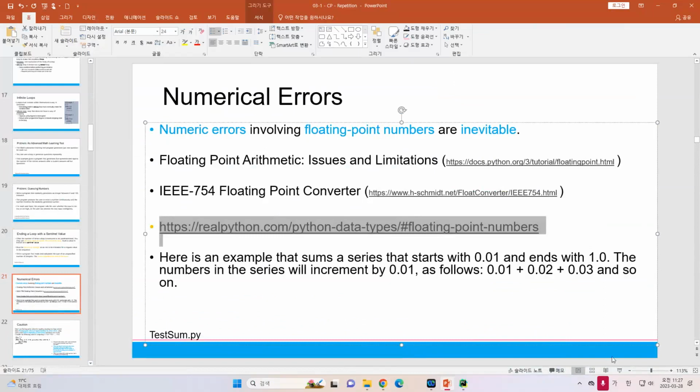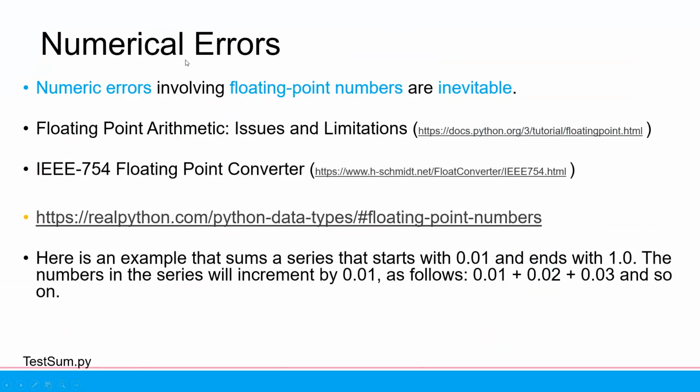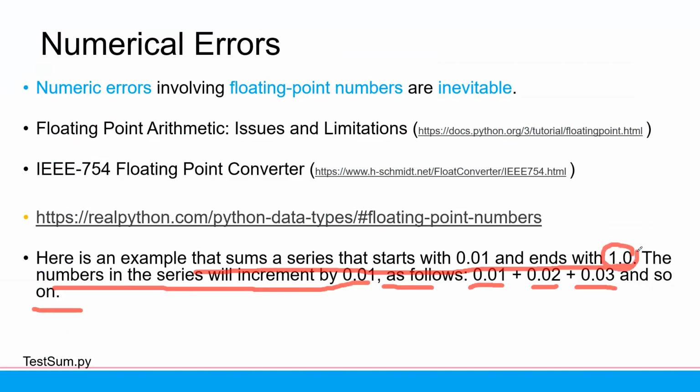Now, what I want to explain to you is that when you have a condition with floating numbers, there will be a problem. There's an example that sums a series that starts with 0.01 and ends with 1.0. The numbers in the series increment by 0.01, so 0.01 plus 0.02 plus 0.03 and so on, and we expect to reach 1.0. But is it okay to do this?